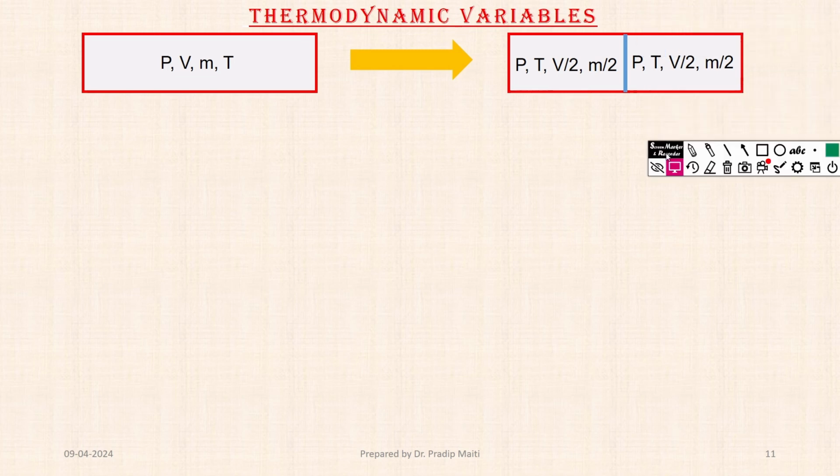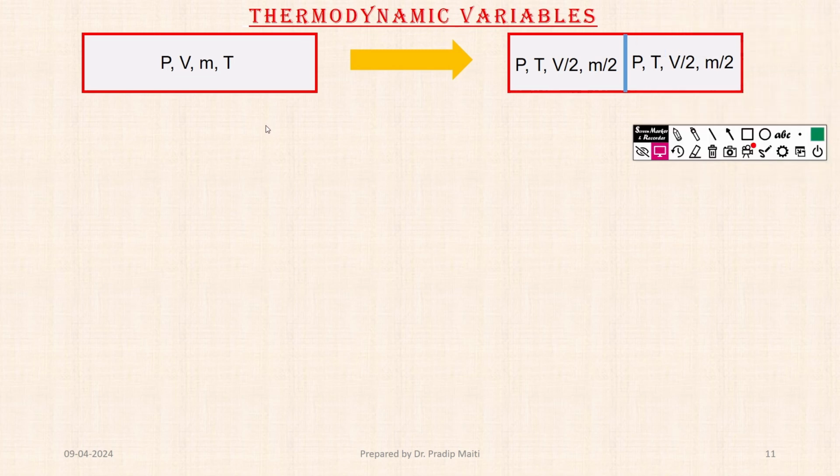And here is another technique to find out which variable is extensive and which variable is intensive. If we divide a system into two equal parts, those variables which remain the same after and before division of the system are intensive variables, and those variables which are divided or become half are extensive variables. Here pressure and temperature remain the same before and after division, so pressure and temperature are intensive variables, but volume and mass become half, so volume and mass are extensive variables.